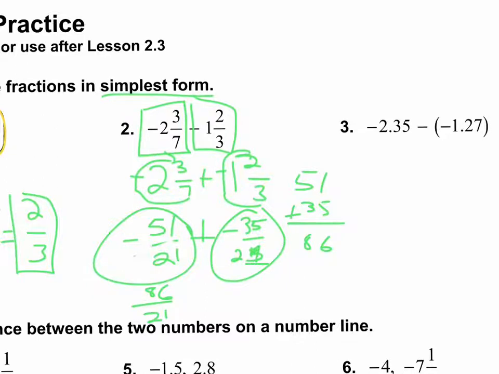Now I have to think, how many 21s are going to go into 86? Which should be 4. 4 times 21 is 84, so I subtract 84 from 86. 86 minus 84 is 2, over 21, and we keep the sign, so this should still be negative. 4 and 2 21sts. What I did was ask how many 21s can fit into 86: 21, 42, 63, 84. If I go one more 21, it's going to be over 86. Then I subtracted and got negative 4 and 2/21.